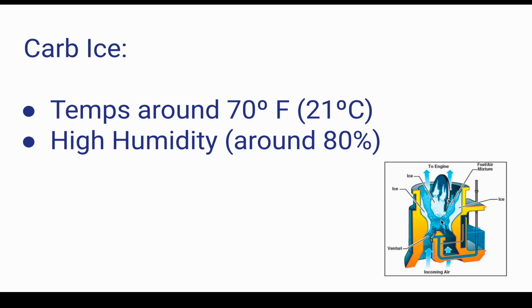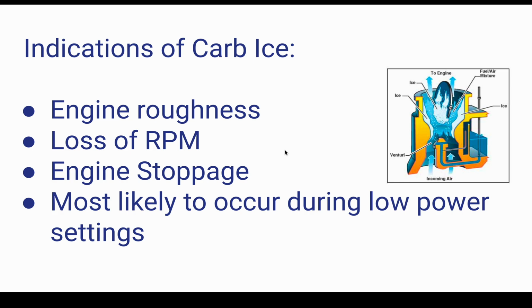There's a little problem with carburetors called carburetor ice, and it's not caused by flying through a cold cloud or anything, because usually temperatures around 70 degrees Fahrenheit or 21 degrees Celsius are typically the biggest culprits for carb ice, and you have a high humidity around 80%. We're going to talk a lot about that in class.